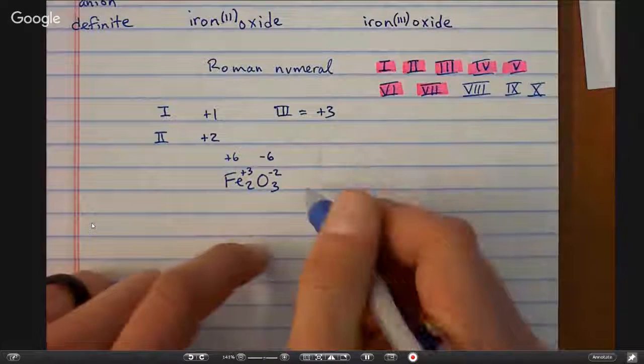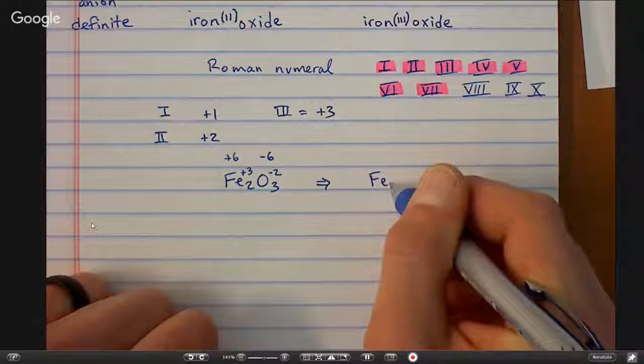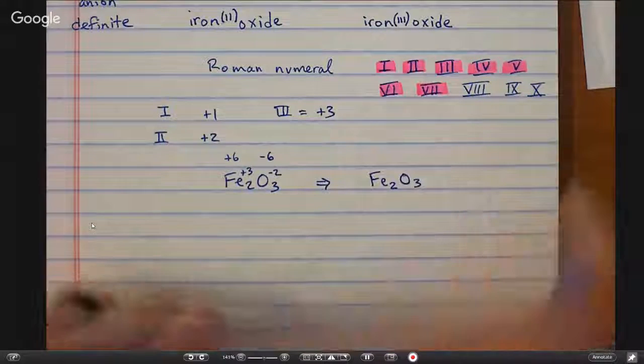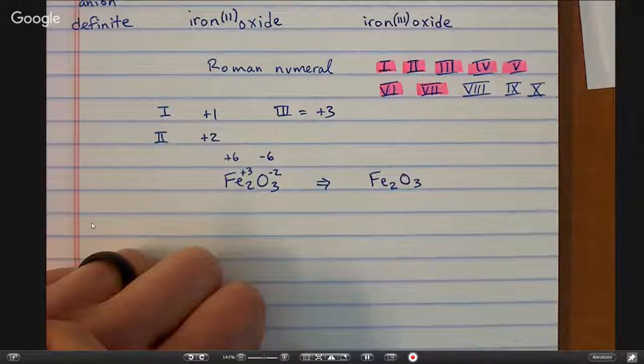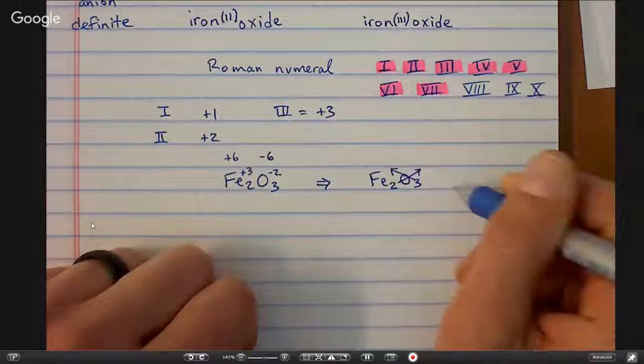There is another way to figure out the charge of iron. So if you have Fe2O3, well, we could reverse crisscross.